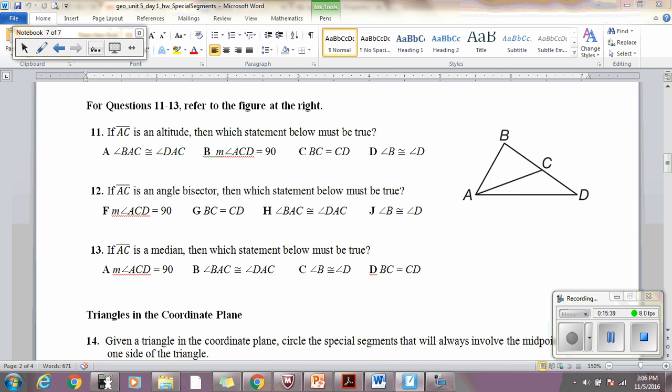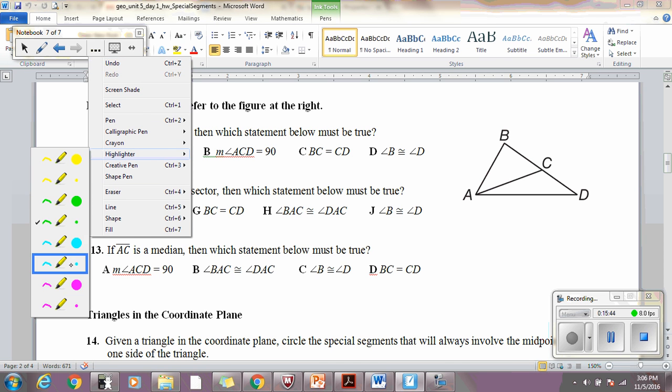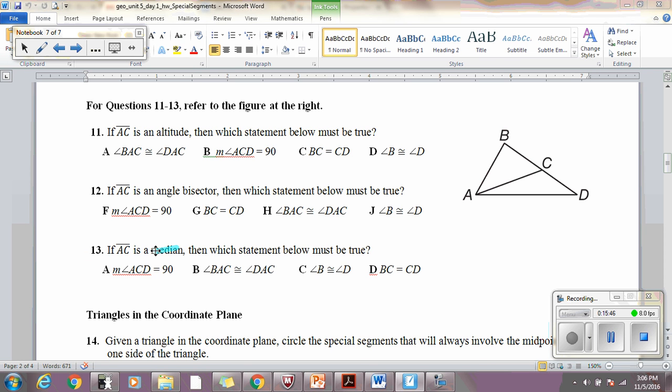And on number 13, AC is now a median. So since it's a median, C is now a midpoint. So BC is the same as CD. Let's look at our answer choices. That is one of them. D. BC is equal to CD.